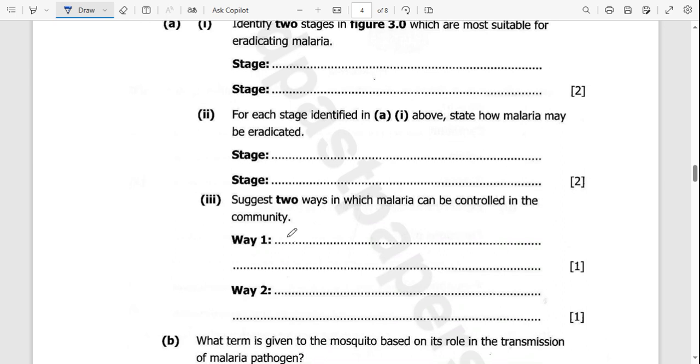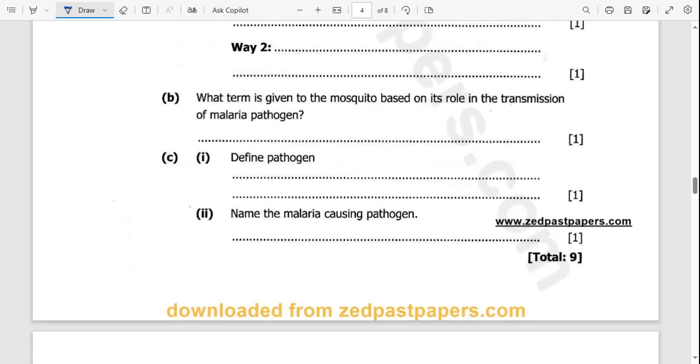Suggest two ways in which malaria can be controlled in the community. One, you need to drain all the stagnant water bodies, and then also make sure that you slash around all the grassy places, and also spray in houses which might be infested with mosquitoes.